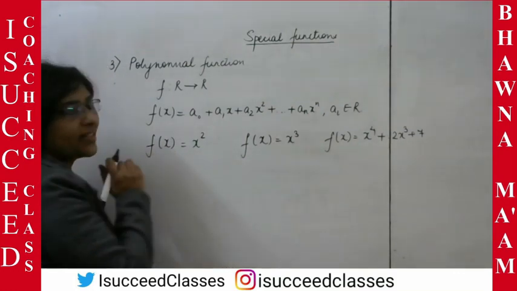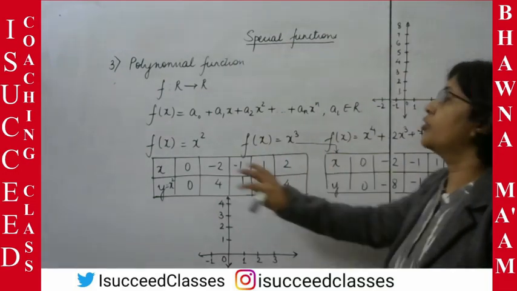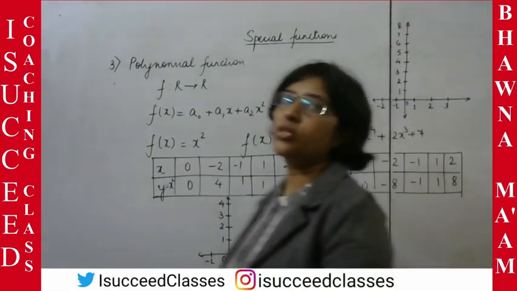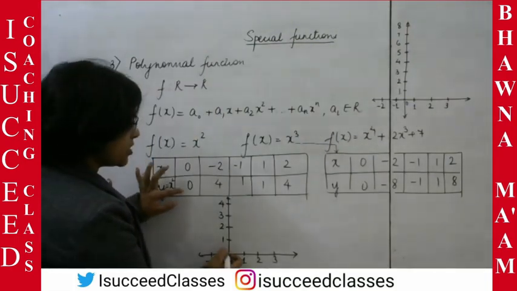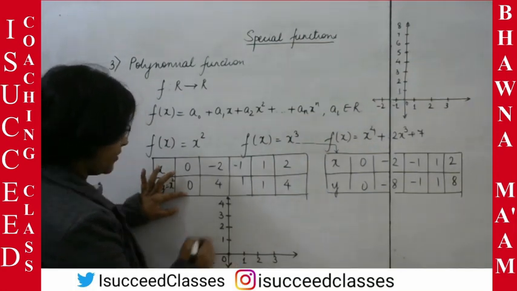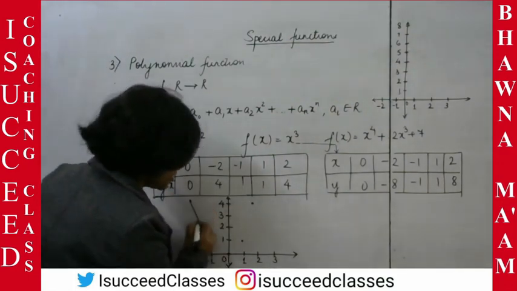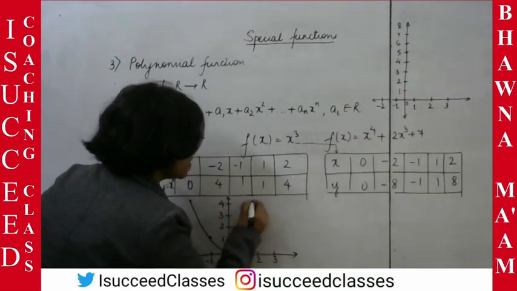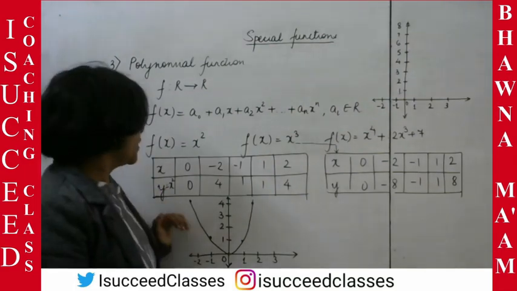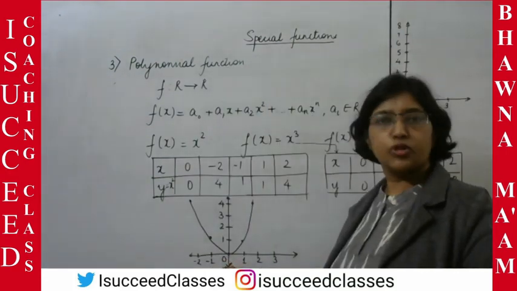For example, if we take x squared and try to plot it, let's see what we get. I have taken a few values for the function f of x is x squared and f of x is equal to x cubed. Now let's see what kind of graph we get. As we see, for 0 it is 0, for minus 2 the value is 4, for minus 1 it is 1. Let's join these points, and it is a parabola. f of x equal to x squared is a parabola.